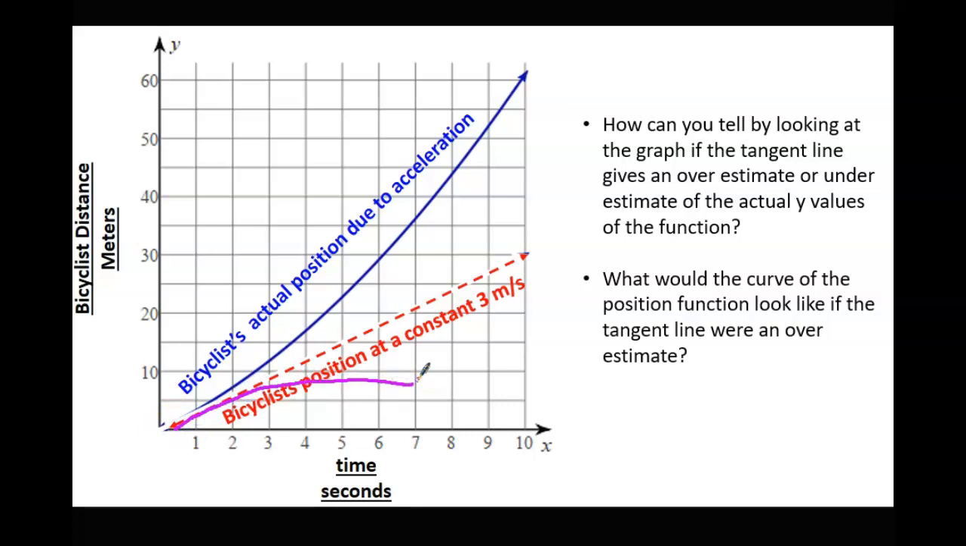Don't you guys agree that in that case, the curve of our position function, let's say this was her position now, our tangent line would be giving us an overestimate, right? Instead of an underestimate. Okay.